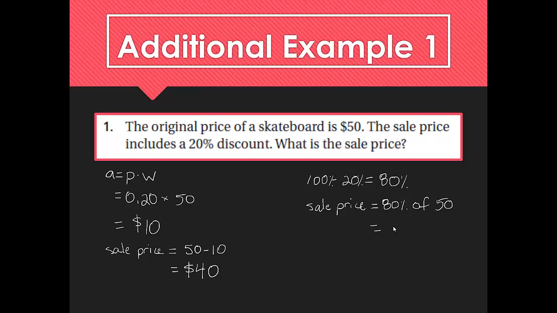80% as a decimal is 0.80. So we're going to be multiplying that by 50. And 80 hundredths times 50 is 40. So again, we get $40. So our sale price for both methods would be $40.